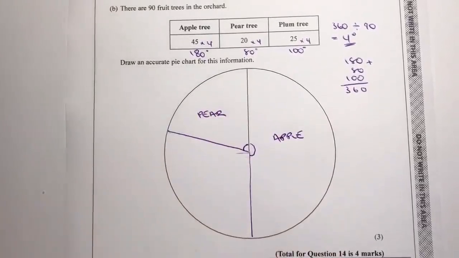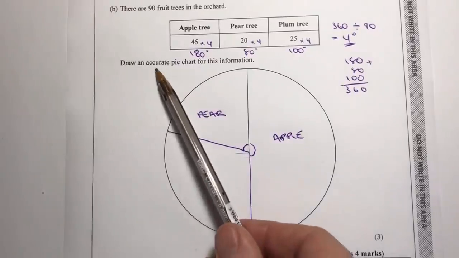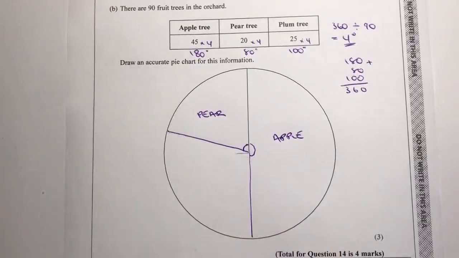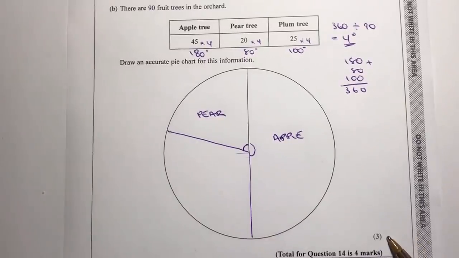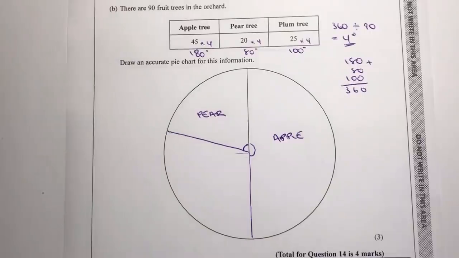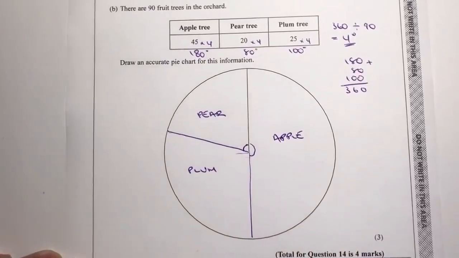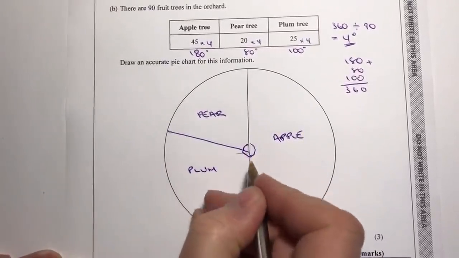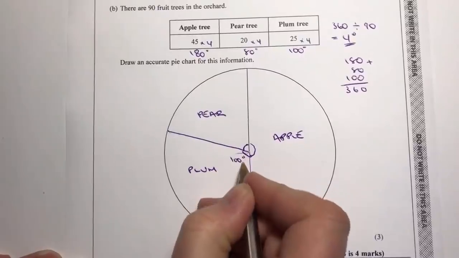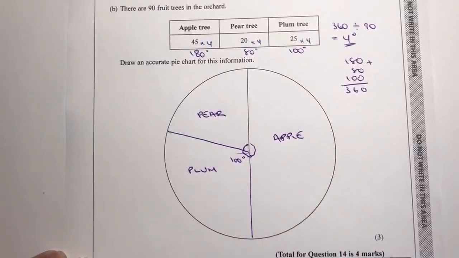This is really just an estimate. If you have a protractor, you'll be able to do this a lot more accurately. And they have actually asked you to draw an accurate pie chart, so they will mark you on this. It is a 3-mark question. I'm probably only going to get 2 marks for this because I'm not entirely sure that I'm accurate, but it's a fairly good representation for the video. So plum should be the final bit, and if you measure that, that should be 100 degrees in there.